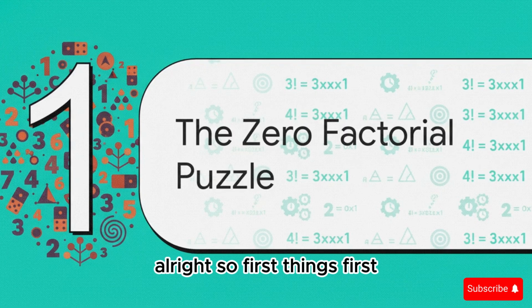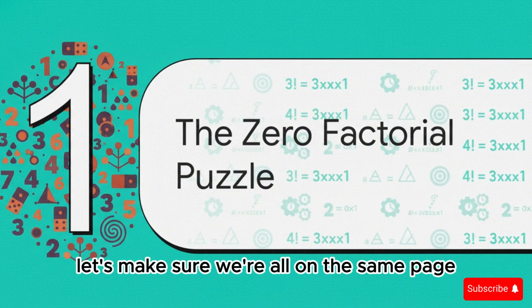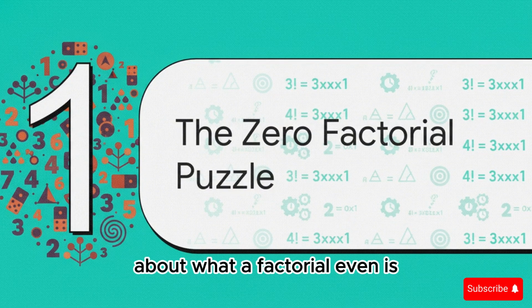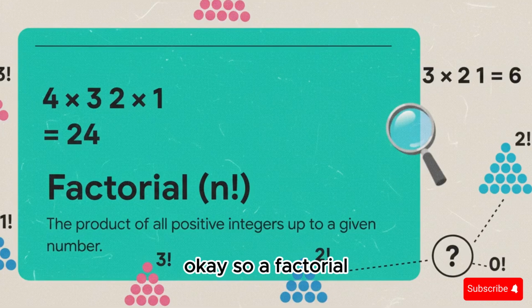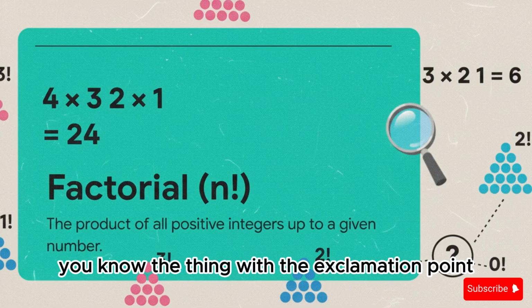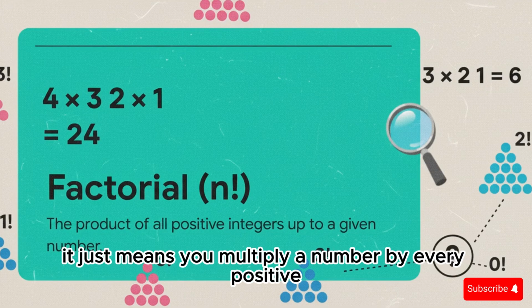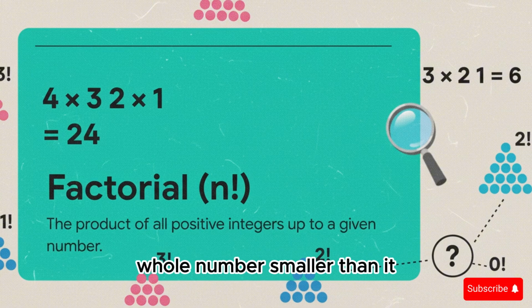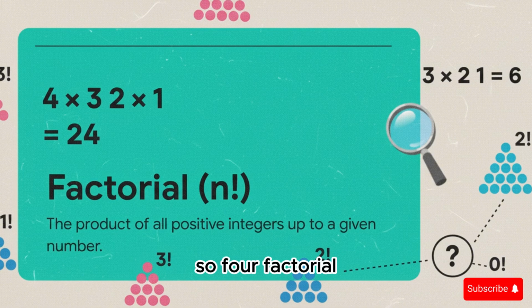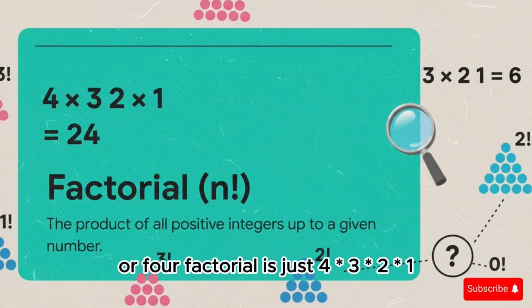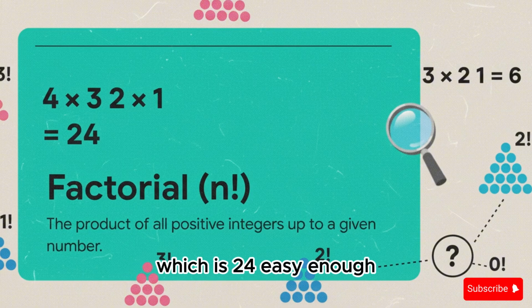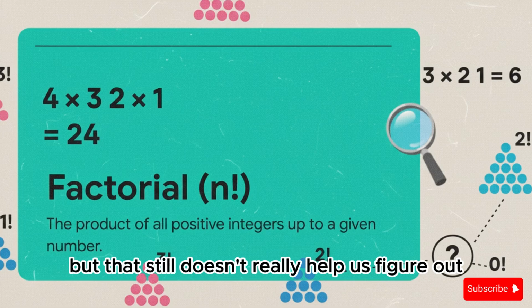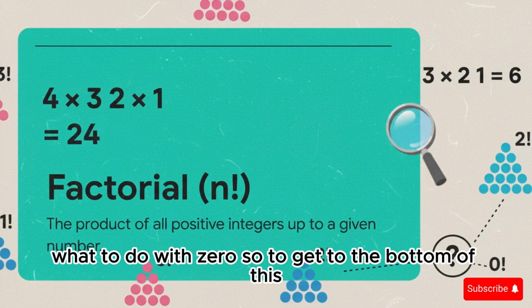All right, so first things first, let's make sure we're all on the same page about what a factorial even is. A factorial, the thing with the exclamation point, just means you multiply a number by every positive whole number smaller than it. So 4 factorial is just 4 times 3 times 2 times 1, which is 24. Easy enough. But that still doesn't really help us figure out what to do with 0.